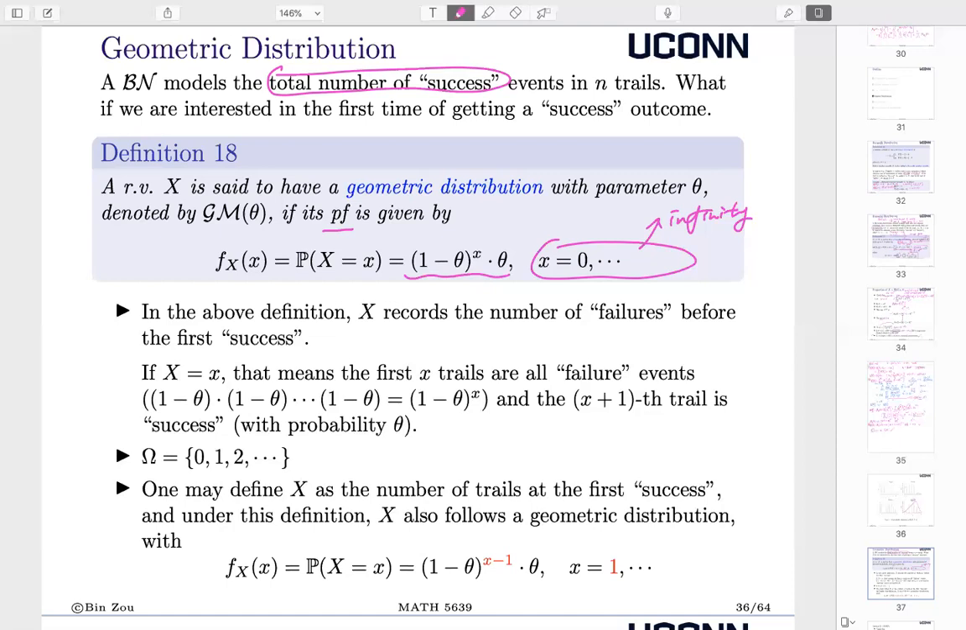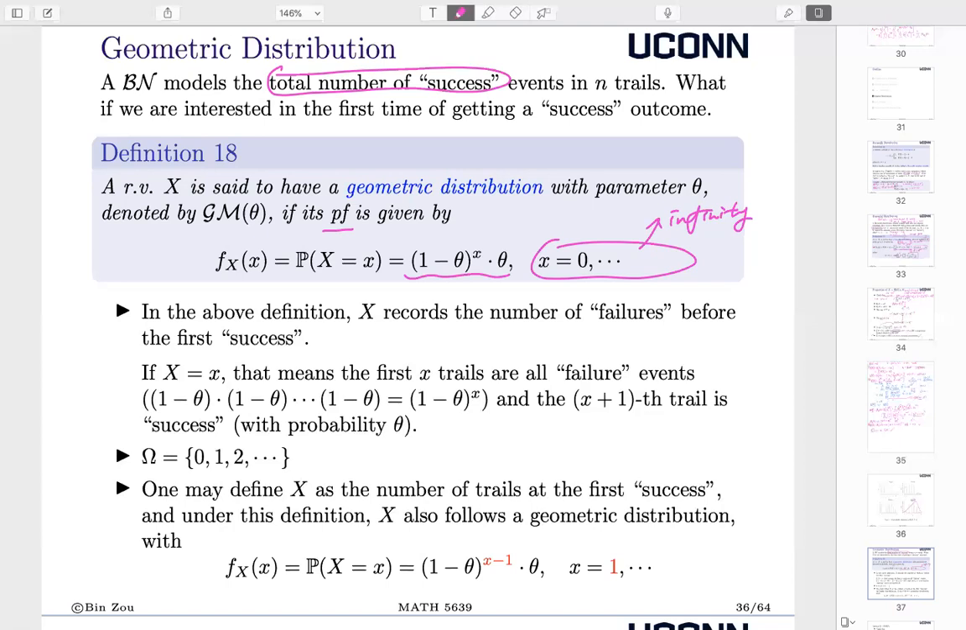infinity. Remember, in the binomial case, x goes from 0, 1, 2, all the way to n, because I only try n times, right? So the maximum possible number of successes is the total number of trials, which is n. But here, I keep trying until I get the first success. And if I am a super unlucky person, I have to try infinitely many times, right? So that's why here x goes from 0 to positive infinity. It does not end, okay? So this is the definition of it.